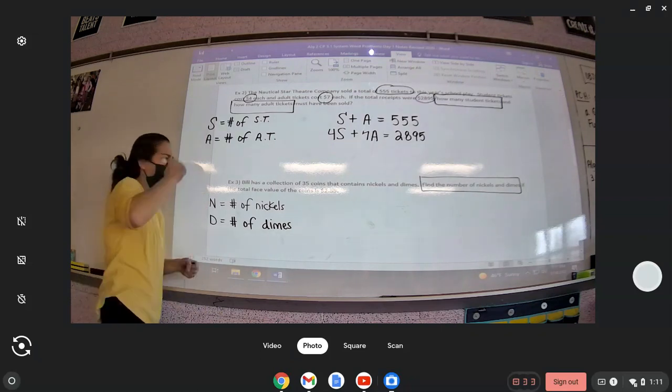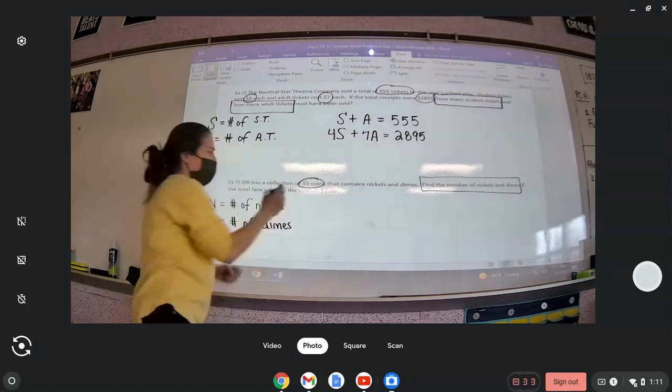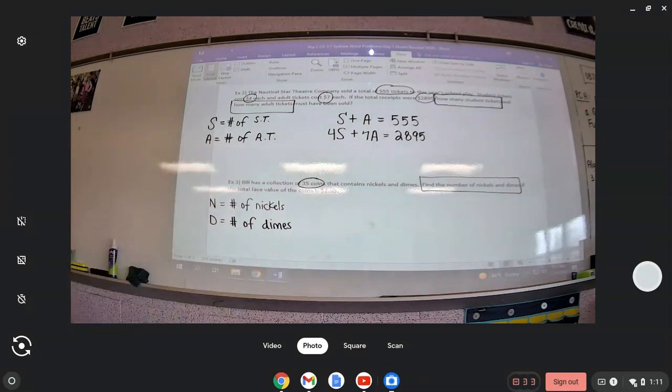The first clue told us, how many coins does he have? 35. So guys, if he's got this many nickels, and this many dimes, and he's got 35 coins, how do we make an equation out of that? What do N and D have to add up to? Everybody, there's 30 of you in this class. What do N and D have to add up to?